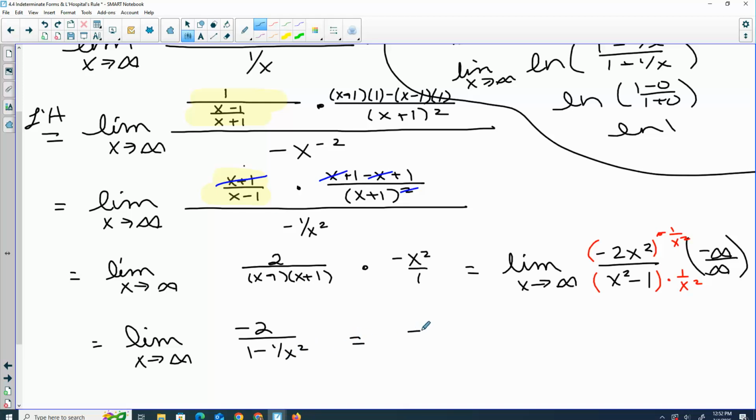Let's try both on this. Negative 2 over 1 minus 0. So negative 2.